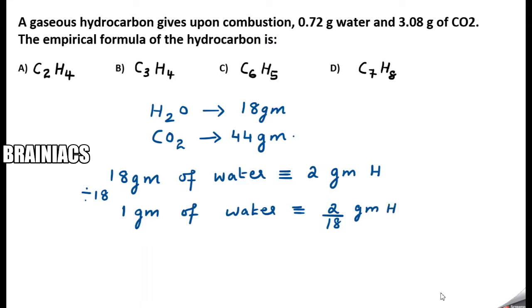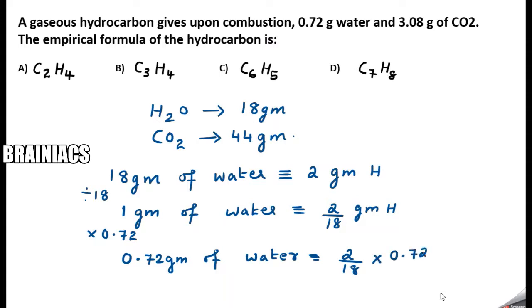Now we need to convert this to 0.72 gram water. For that we will multiply by 0.72 on both sides. So this will become 0.72 gram of water, correct, has 2 by 18 into 0.72 gram hydrogen. Now what is this value equal to? If you divide, this value will be equal to 0.08 gram hydrogen. Now I have found out in 0.72 gram of water what is the amount of hydrogen.